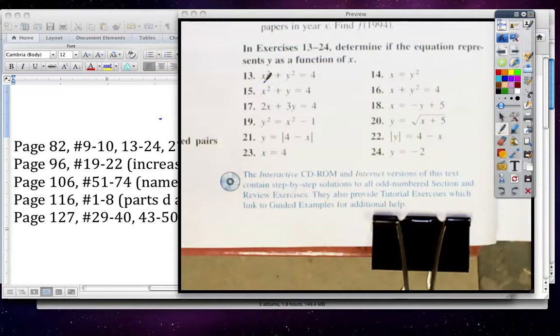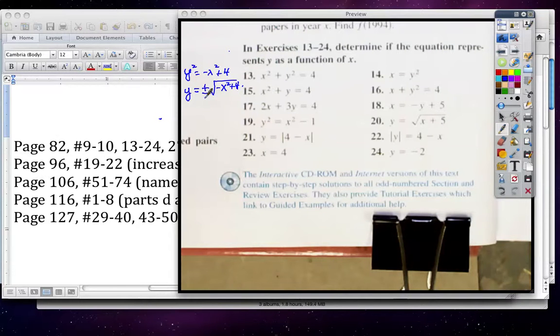if we solve an equation like number 13 for y, we're going to get y squared equals negative x squared plus 4. And when we take the square root of both sides, we get plus or minus the square root of negative x squared plus 4. Okay, when you look at it like that, it becomes clear that this is not a function, because if I plug in a value of x, I'm going to get two values of y. I'm going to get a plus value and a minus value. And functions only have one value of y for every x value.